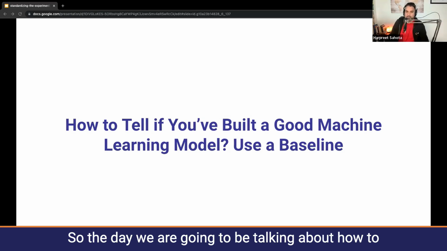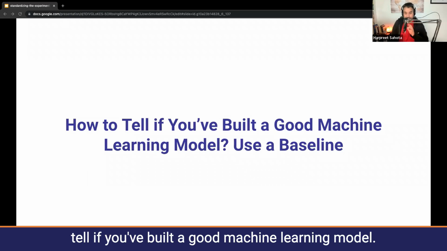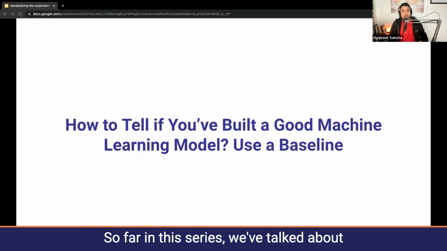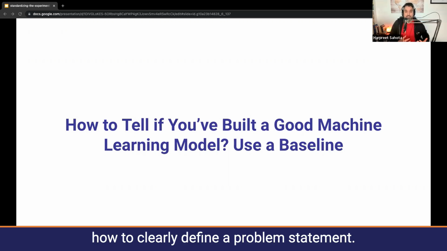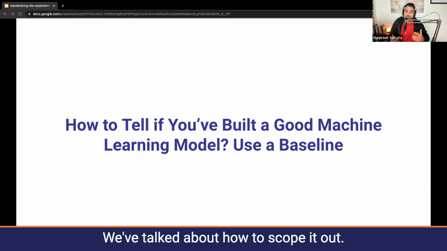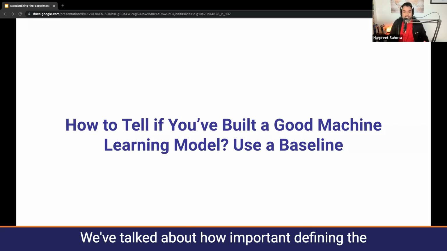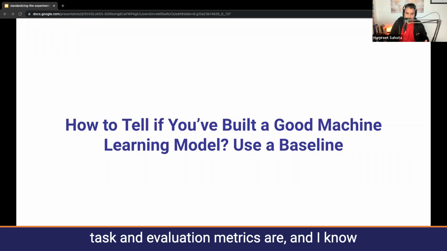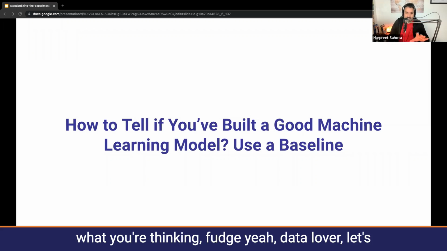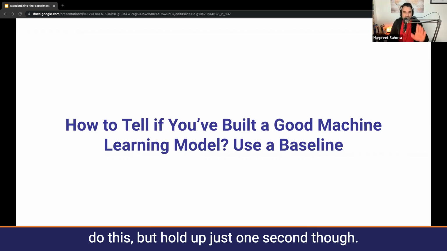So today we are going to be talking about how to tell if you've built a good machine learning model. So far in the series, we've talked about how to clearly define a problem statement. We've talked about how to scope it out. We've talked about how important defining the task and evaluation metrics are. And I know what you're thinking. Fudge yeah, data lover, let's do this. But hold up just one second, though.